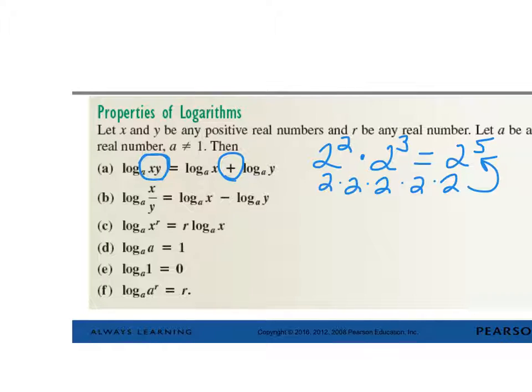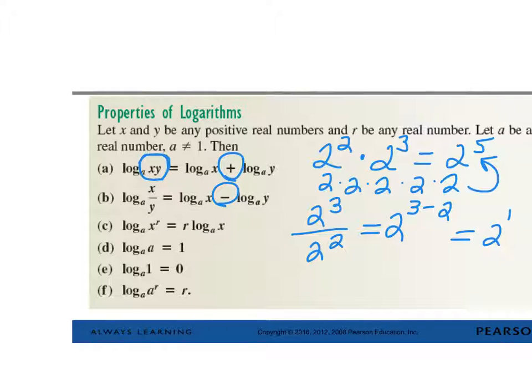Similarly, the second property, log of x over y, is equal to the difference between the two logs. That's because if you have 2 to the third over 2 to the second, that turns out to be 2 to the 3 minus 2, or 2 to the first. And thus we have the subtraction.